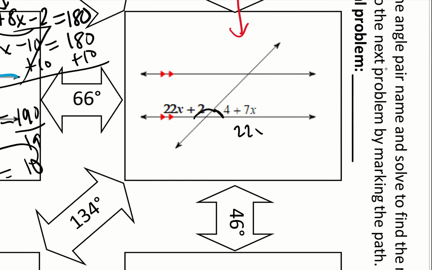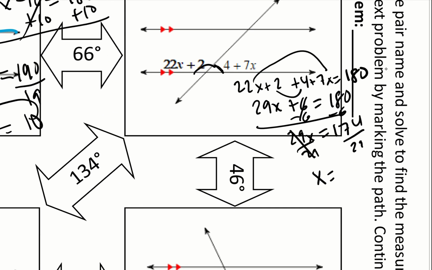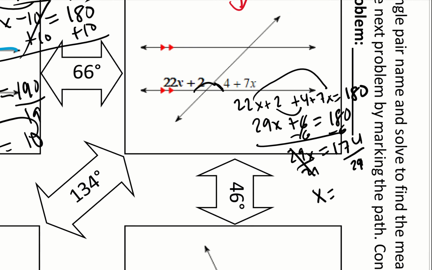Okay, so 22x plus 2, and then 4 plus 7x has to add up to 180 for a linear pair. So these add up together. These add up together. We can subtract 6 on both sides. Divide by 29 on both sides to get rid of that 29. Let's see, 174 and 29. Let's see, 29 times 6. Is that going to give us our answer? Yes, it is. So it does go into it nicely. So it's going to be 29 times 6. Okay, so x is 6.